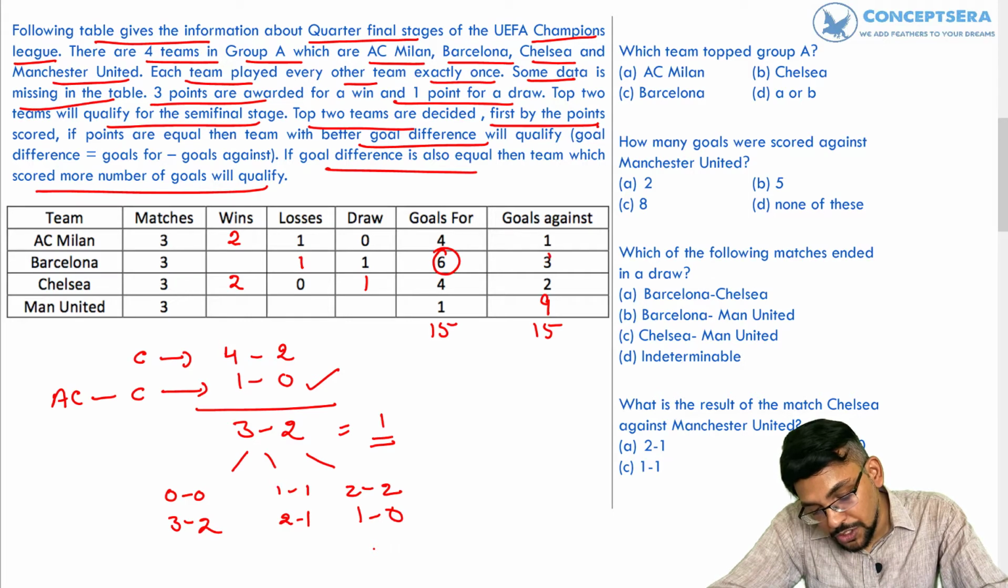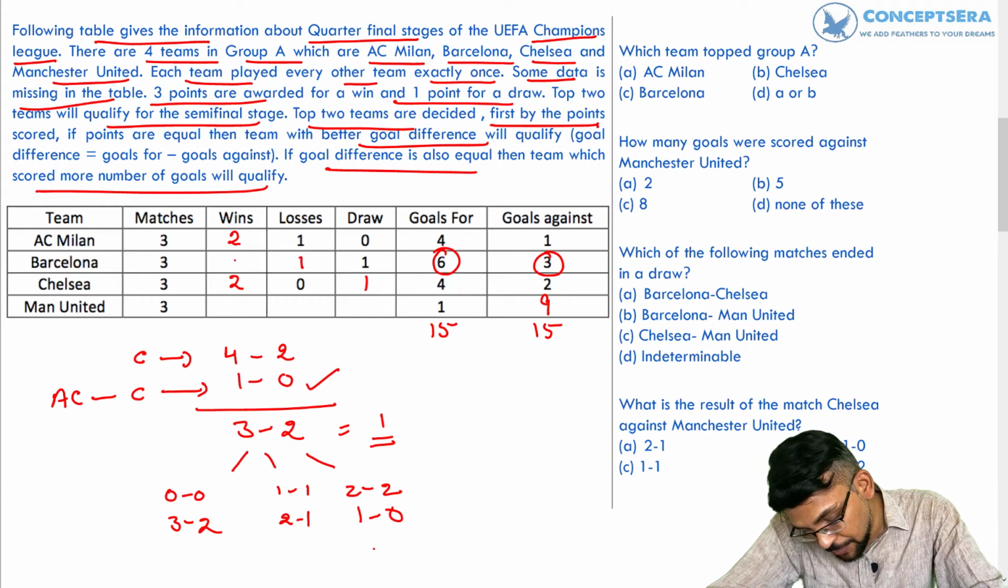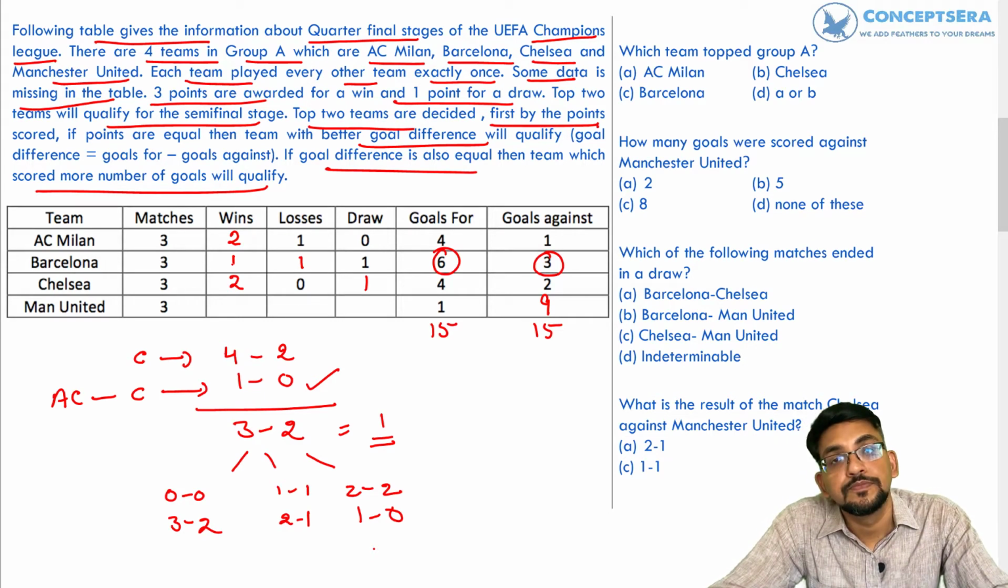Still the goal line is positive. So when you have a positive goal line in which the number of goals for is greater than the number of goals against, we can say definitely at least one win is there. So here we can say out of 3 matches, one win is there.